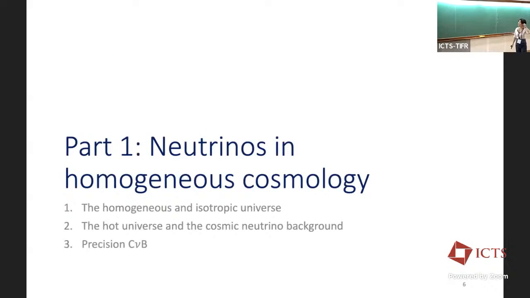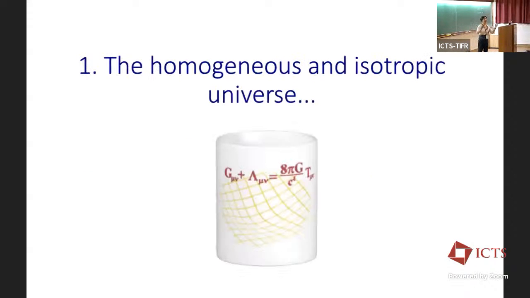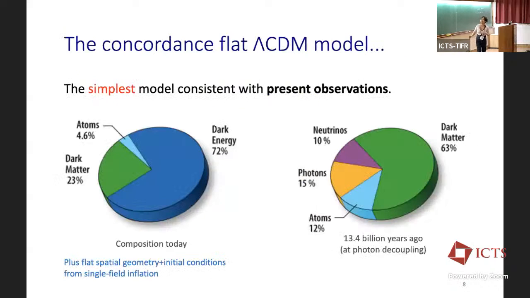So the first part is on neutrinos in homogeneous cosmology. First of all, I'm just going to give you a Cosmology 101 course. Some of you probably already know this stuff, so bear with me. Okay, so this is the concordance flat ΛCDM model, and that's the simplest model that is consistent with present observations. It has dark energy, which comprises most of the energy density that we see today. That's dark matter and atoms.